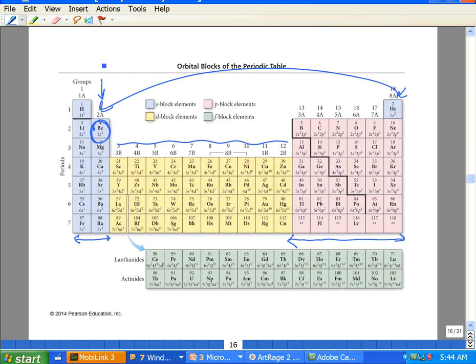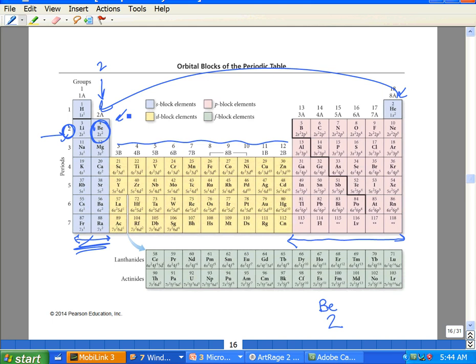So if I tell you, look at the periodic table and tell me what the valence electrons are in the beryllium atom, you'll be able to look at it and say, okay, this is in row 2. So it's going to be 2. It's over here in my S block, right? So it's going to be S, and it's in family number 2. So I know it's going to be 2s2.